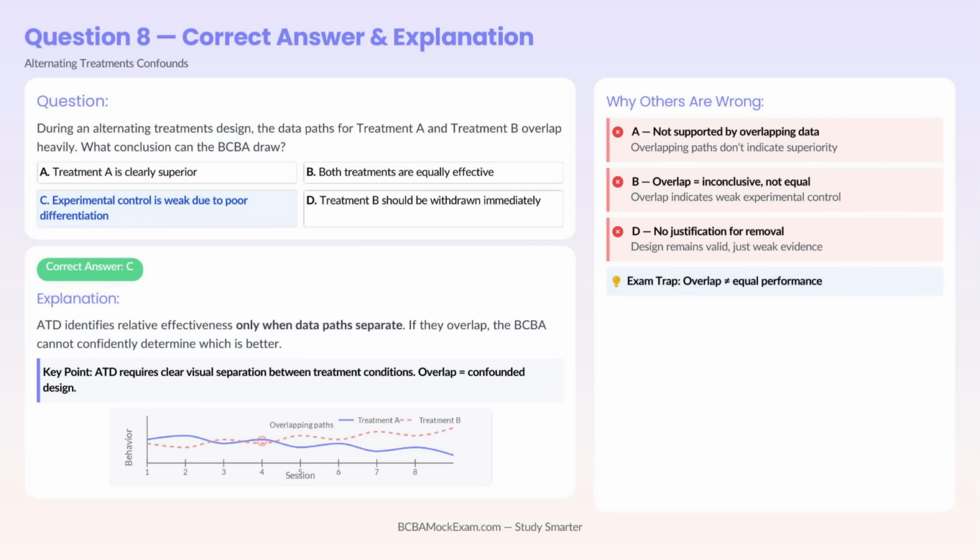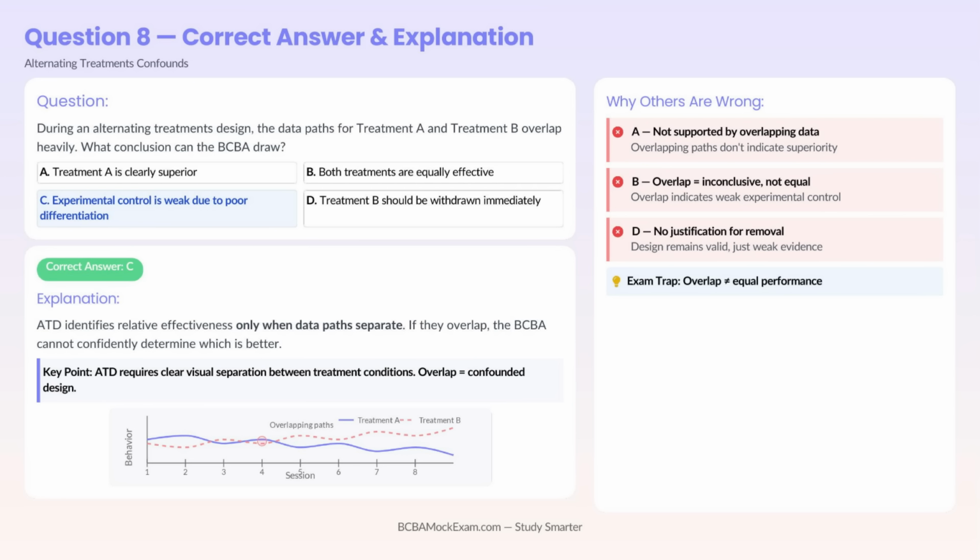The correct answer is C. Experimental control is weak due to poor differentiation. Alternating treatments designs only identify relative effectiveness when the data paths separate clearly. If they overlap, the BCBA cannot confidently determine which intervention is better. Option A is not supported because overlapping data do not show that treatment A is superior. Option B is also incorrect, since overlap means the results are inconclusive, not that the treatments are truly equal.